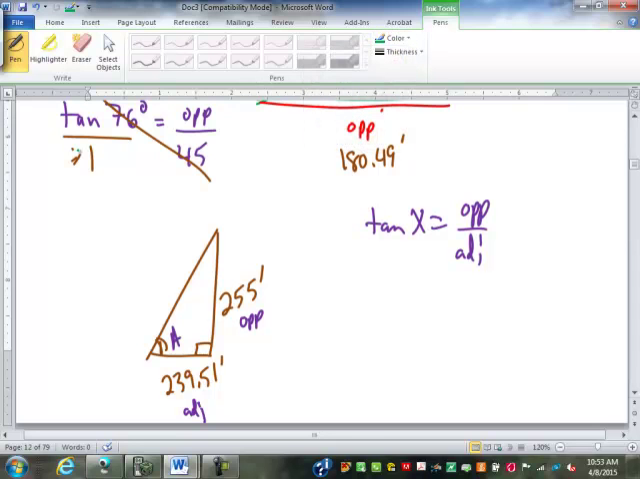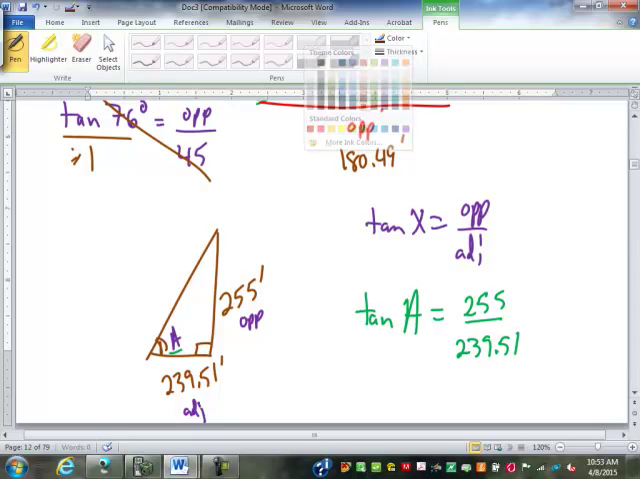This time, though, we don't know the angle. Angle is what we're looking for there, so we'll just put the A in for the angle. Opposite's 255, adjacent's 239.51. Now we're looking for the angle instead of one of the sides. So how do we do this differently?